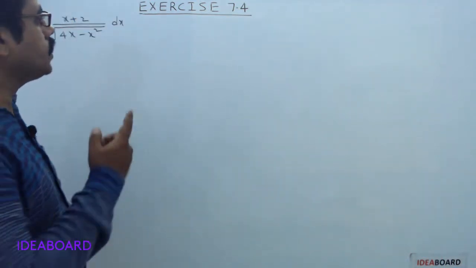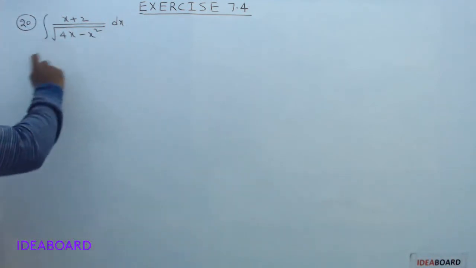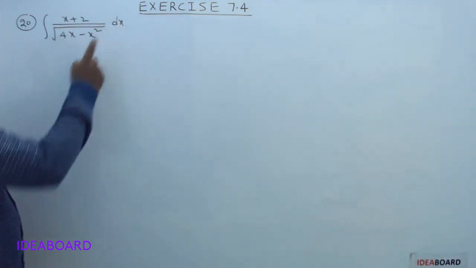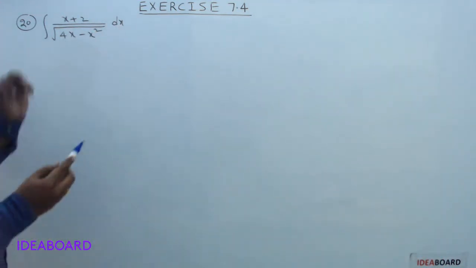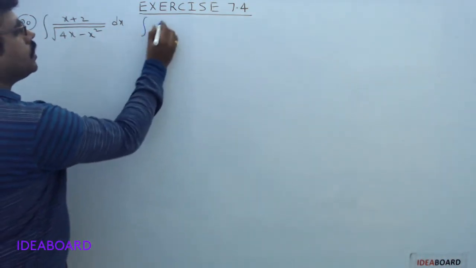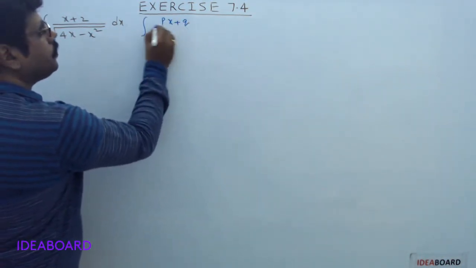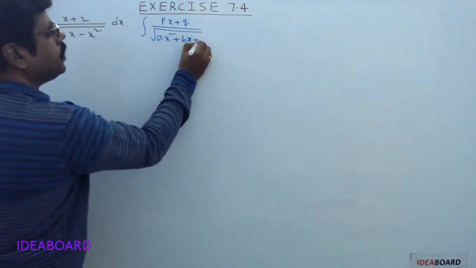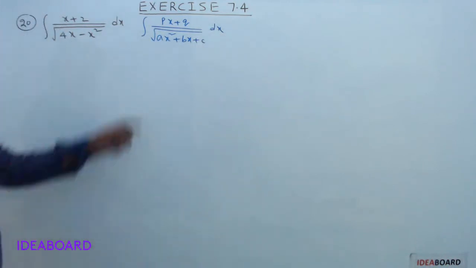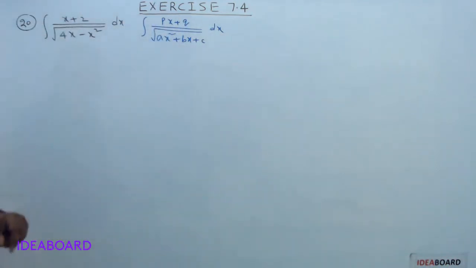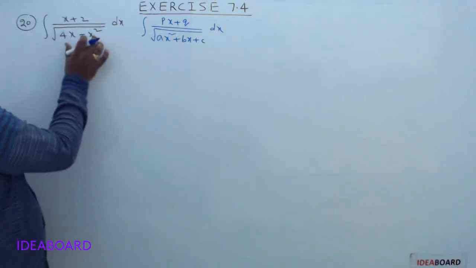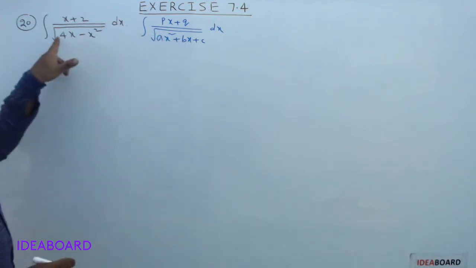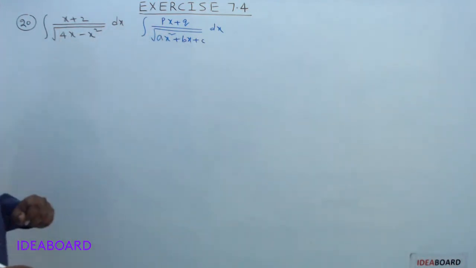Now see one more problem on the same model. Integral x plus 2 divided by square root of 4x minus x square dx. Clearly, your given problem is of the form integral px plus q divided by square root of ax square plus bx plus c dx. Here px plus q is x plus 2. Ax square plus bx plus c is 4x minus x square. Here a value is minus 1, b value 4, c value 0.